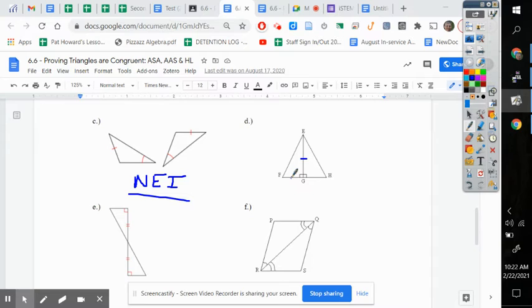We have a right angle, so we're thinking maybe hypotenuse leg, the thing we just talked about. But even with hypotenuse leg, you have to have an angle and you have to have two sides. I only have one here. So it's okay to get NEI, but please do me a favor and don't get trigger happy with this. What tends to happen is kids just start putting down NEI for everything if they're not sure. That's not normally the case. NEI just means not enough info.